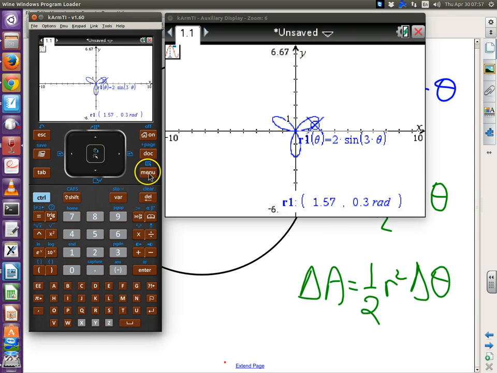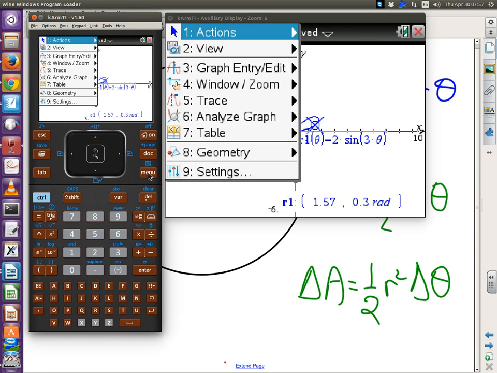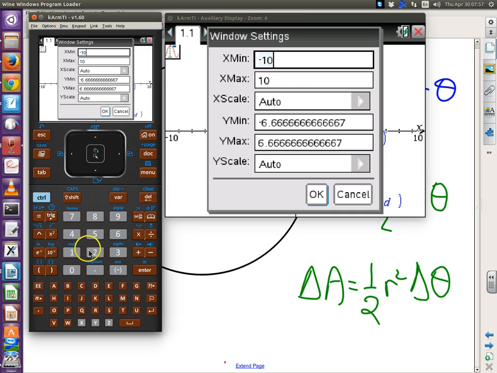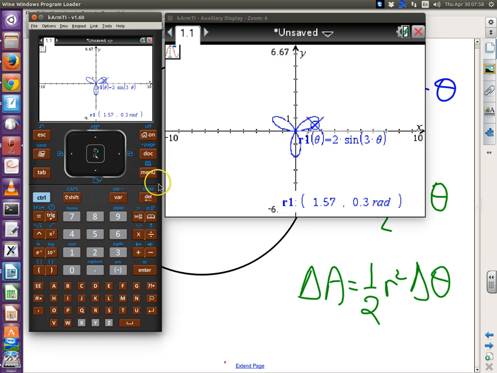Let's see. Menu. Window. Settings. Where's my R? How do I manipulate R? I mean, theta. I want to manipulate x min, x max, y min, y max, and theta min, theta max, so I can get a theta scale. Where the heck is it? Is there something down here? No, there isn't. That's really strange. I don't like it.